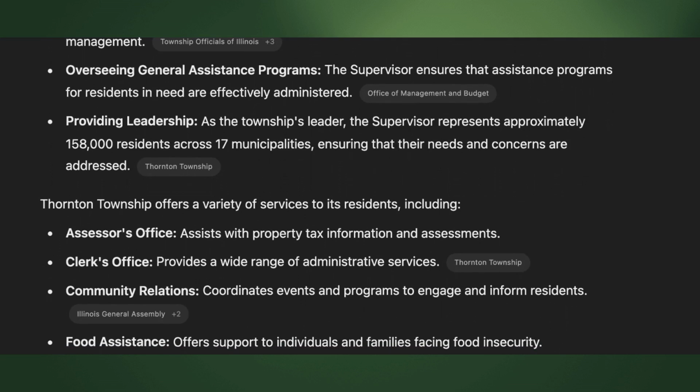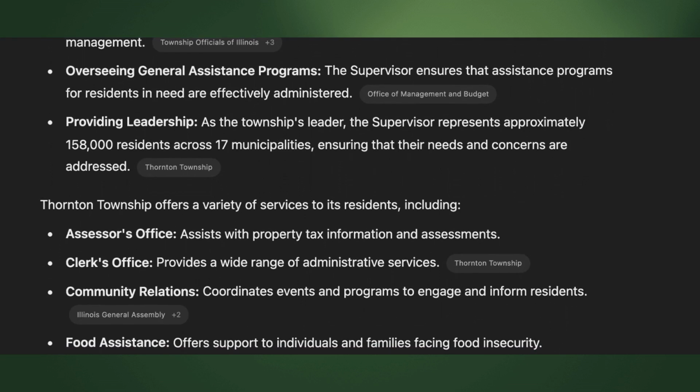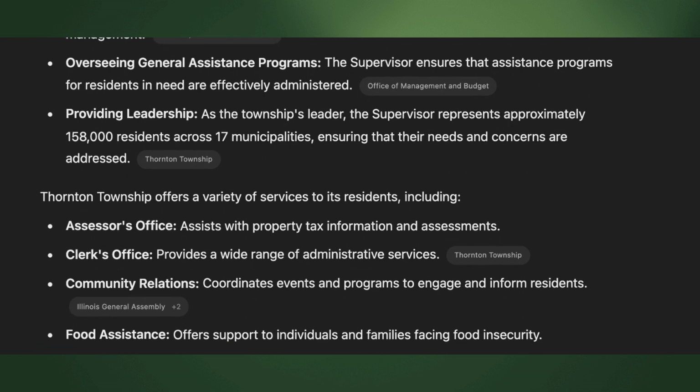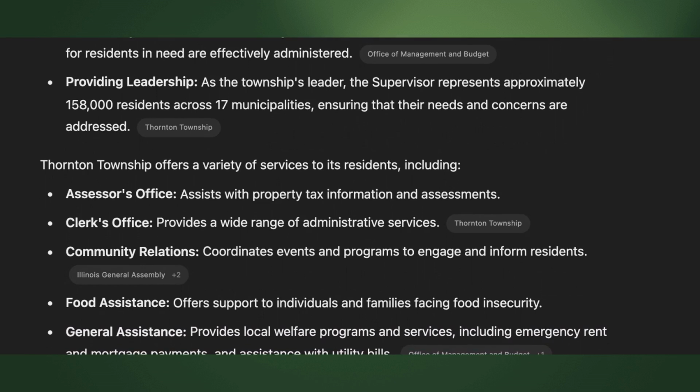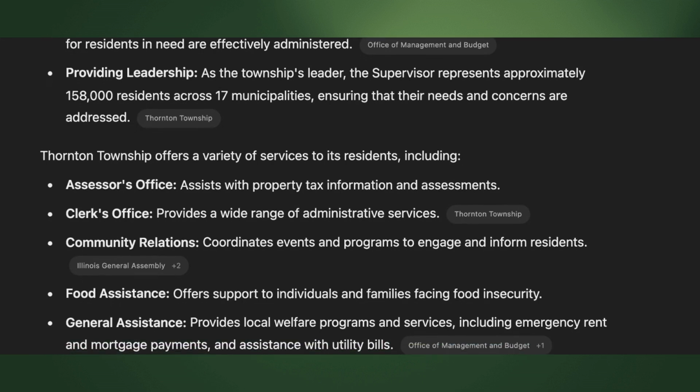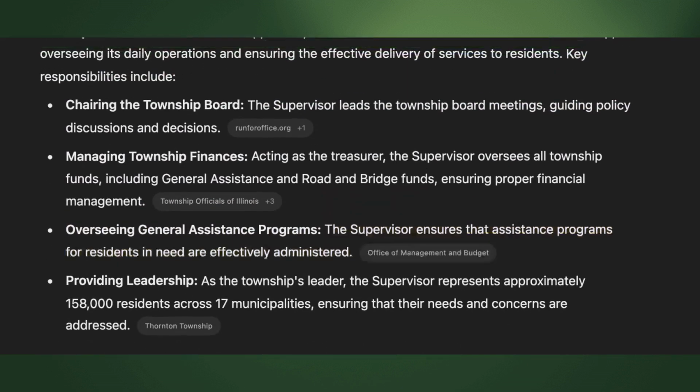Overseeing general assistance programs. The supervisor ensures the assistance programs for residents in need are effectively administered. And we see that. That's the food giveaways. That's the light bill, the roofs, getting your grass cut, all that stuff. Providing leadership as the town's leader, the supervisor represents approximately 158,000 residents across 17 municipalities, ensuring that their needs and concerns are addressed. All right. So that's what the role of the supervisor is.